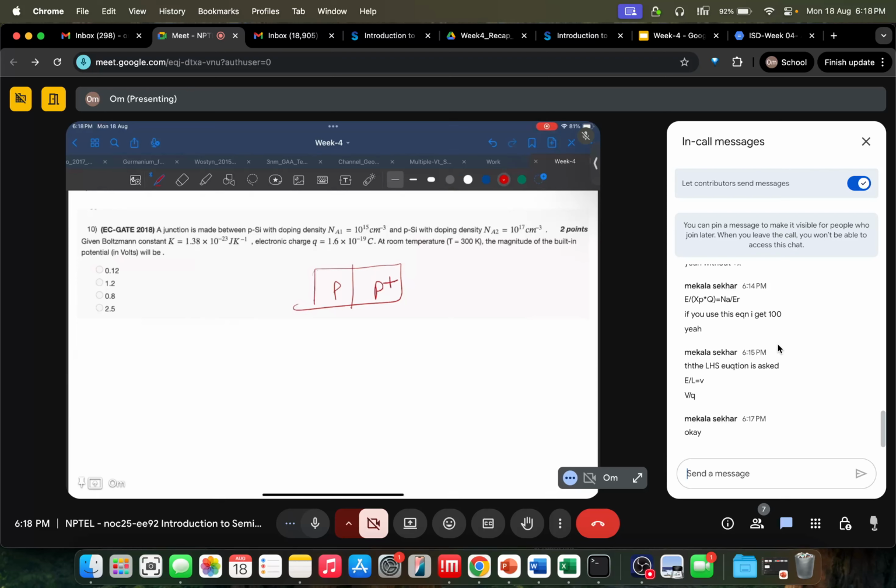So here doping is Na1, here doping is Na2. Na1 is 10 to the power 15 per centimeter cube, Na2 is 10 to the power 17 per centimeter cube. We have to find what is VBI. Now we cannot use here VBI equal to KT by Q ln NA ND by ni square. This formula was only valid for the step junction, PN junction. This is not valid here.